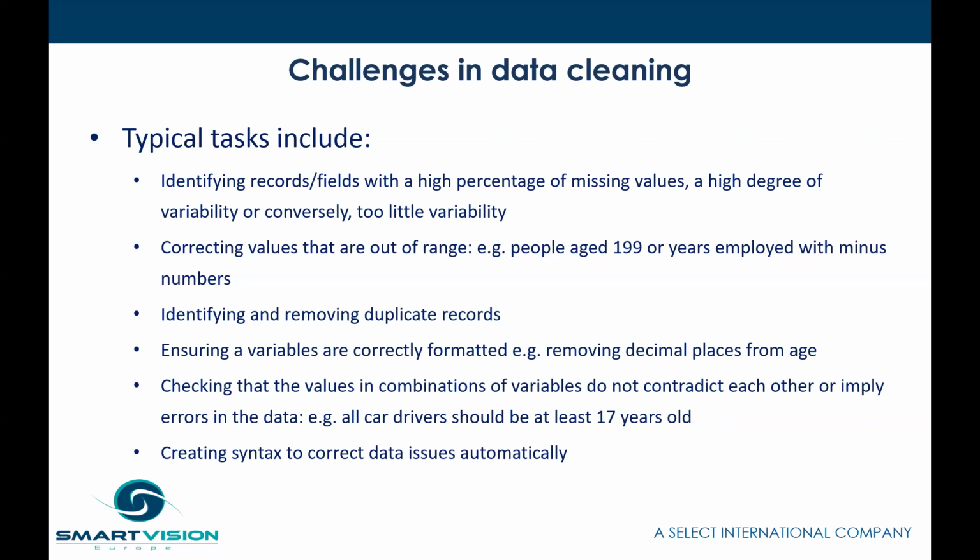Or you'll find that the data is actually perfectly valid. It looks perfectly fine, but the values contradict each other. So you get people who are car drivers who are 12 years old or something like that, or 56-year-old men who are pregnant, that type of thing. So it doesn't make sense.